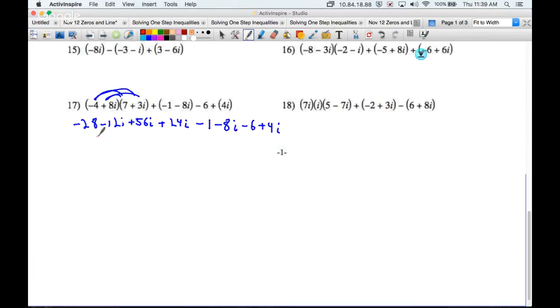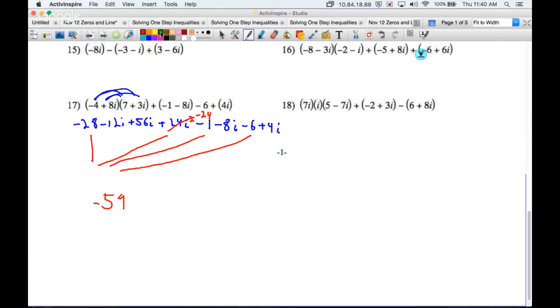Let's combine all of our like terms. That 24i squared is going to become a minus 24. Let's get all the real parts together, the negative 28, the negative 24, the negative 1, and the negative 6. We need some calculator help on that one. Negative 28, minus 24, minus 1, minus 6. All of those combine to be a negative 59.